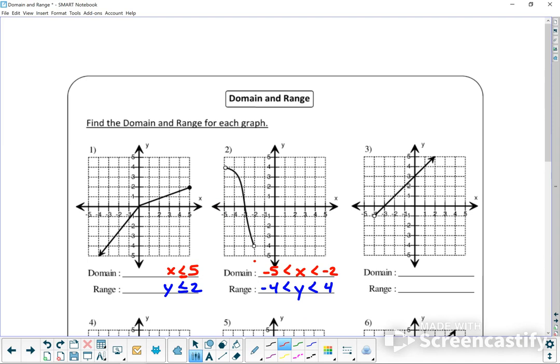This one, on the x, it's going to start here at -4, not counting -4, and it's going to keep going. You see that little arrow right there? It's going to keep going to the right forever. So we're going to say it's just everything where x is greater than -4.